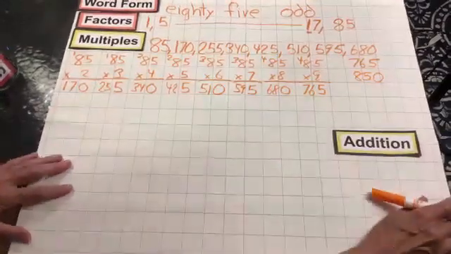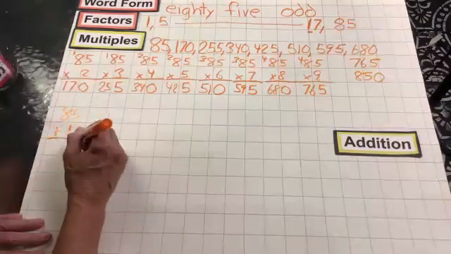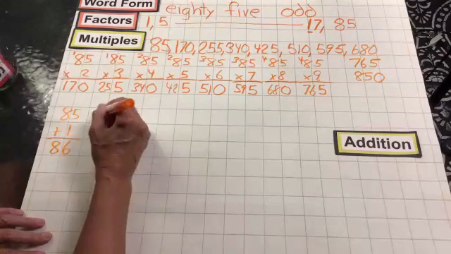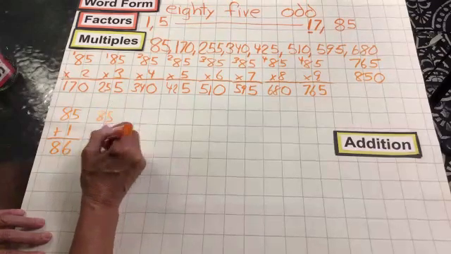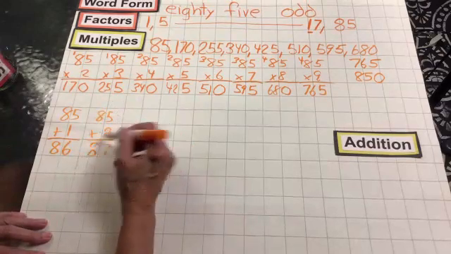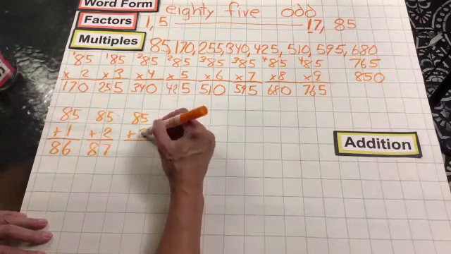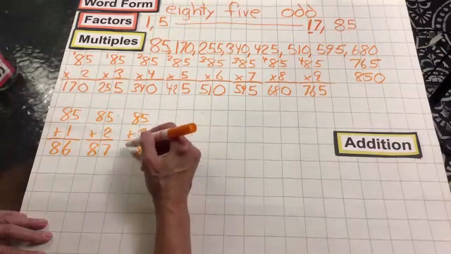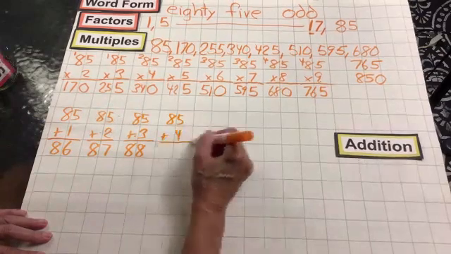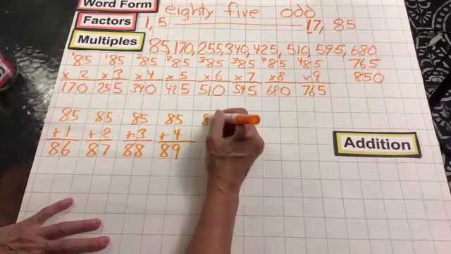Move our paper up a little bit here. So we have 85 plus 1. Well, 5 plus 1 is 6. 8 plus nothing is 8. 85 plus 2. 5 plus 2 is 7. 8 plus nothing is 8. 85 plus 3. 5 plus 3 is 8. 8 plus nothing is 8. 85 plus 4. 5 plus 4 is 9. 8 plus nothing is 8.